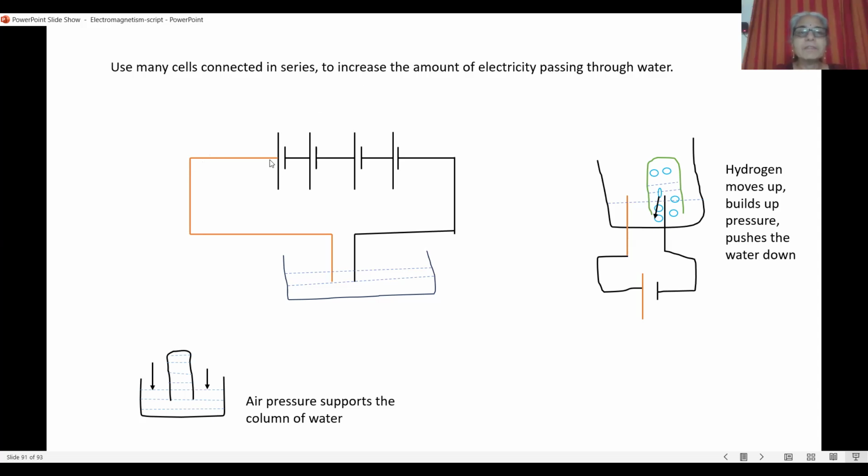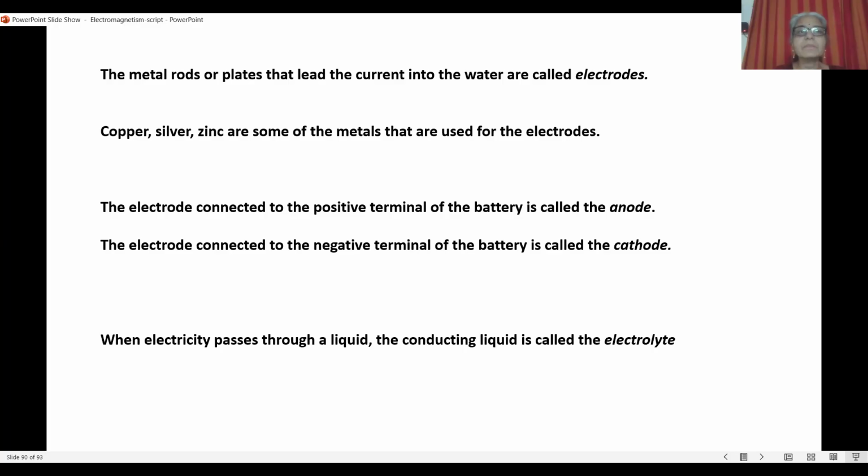So from the positive terminal of the cell, there is one wire, a terminal or a plate. And from the negative terminal also, there is a wire coming. It could be a plate or a wire. So these metal plates or rods which lead the current into water are called electrodes. They can be made of various metals: copper, silver, zinc, aluminium. We are going to use aluminium.